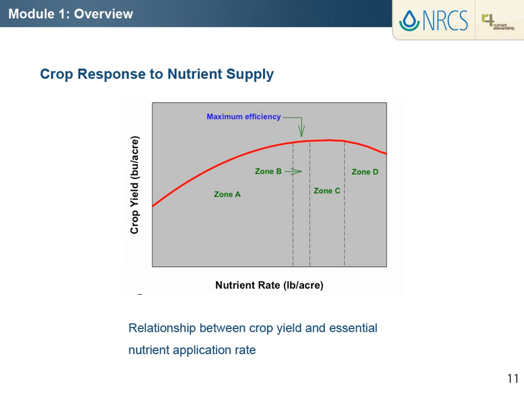The minimum amount of fertilizer required to maximize crop yield is called the agronomic optimum rate, and it is located within Zone C. Even though the exact relationship between crop yield and nutrient rate will vary, the general shape of this relationship is relatively consistent for many crops and nutrients.